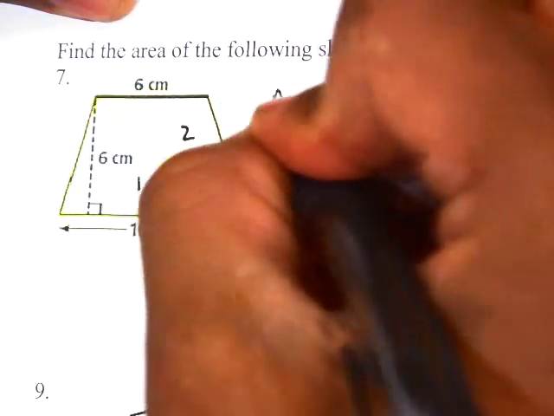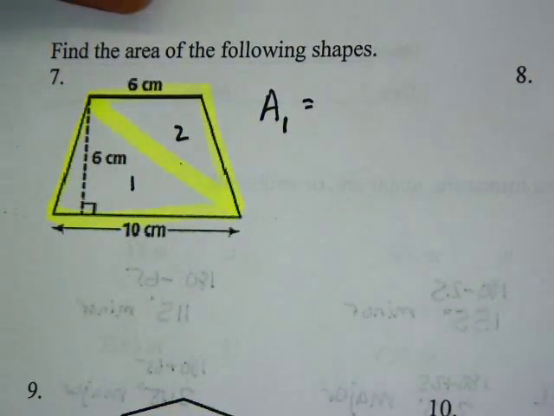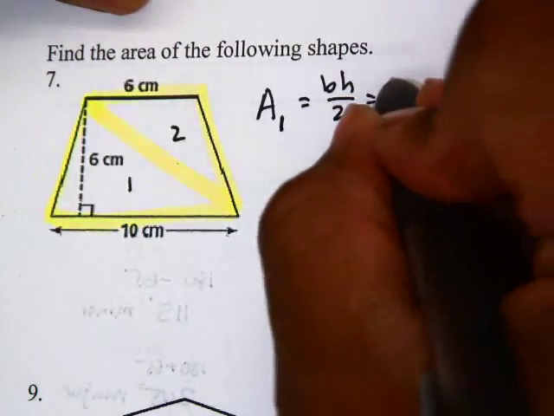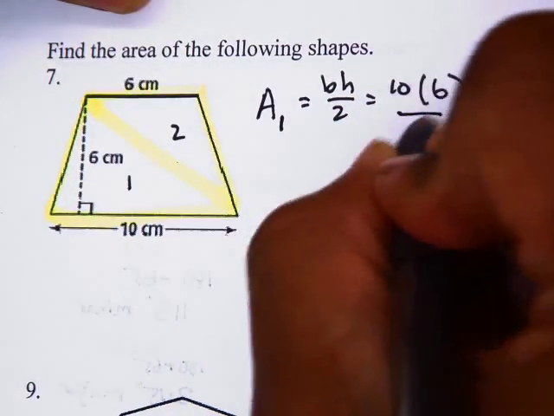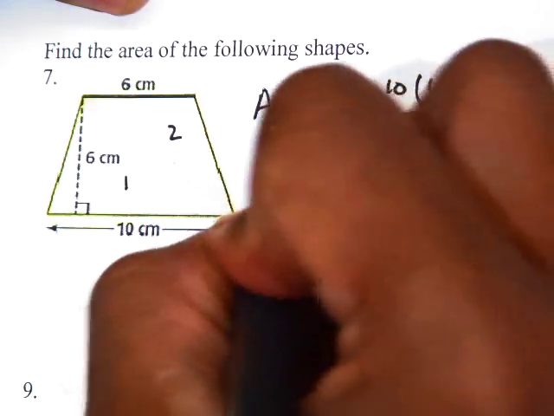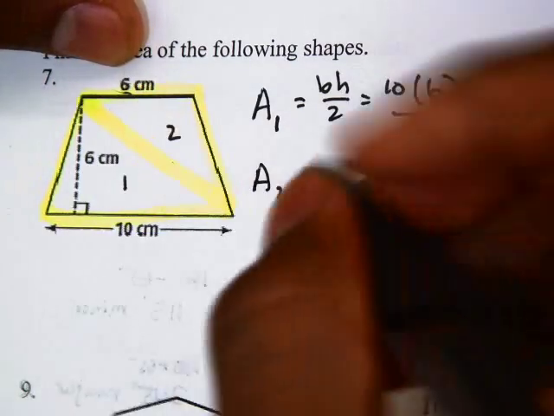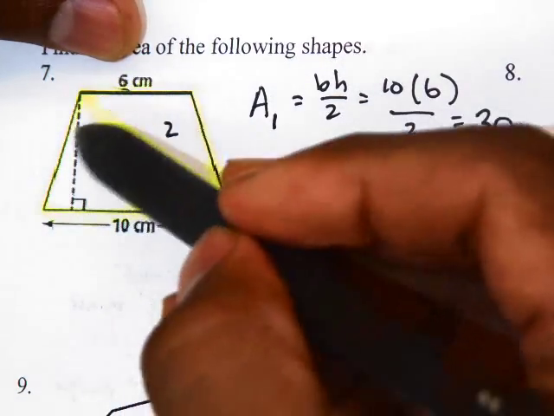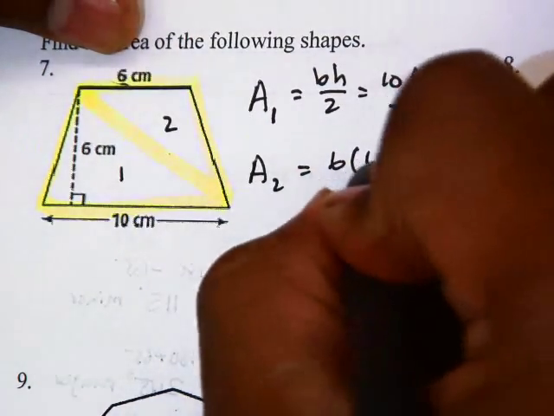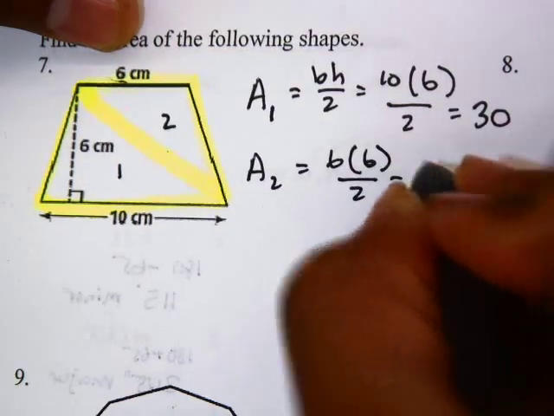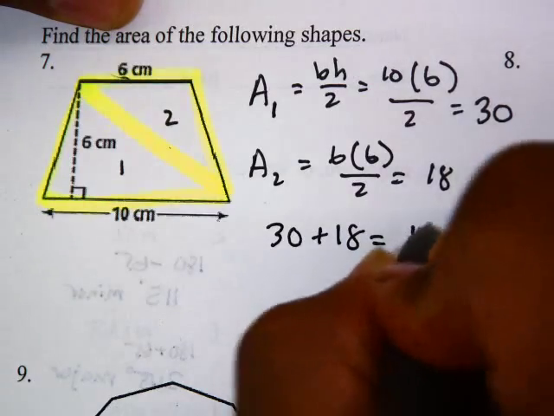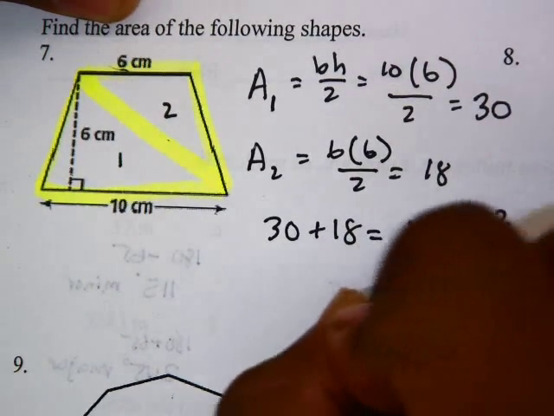So to find the area of triangle 1, well, it's just base times height divided by 2. And the base of that triangle is 10. The height of that triangle is 6. Divided by 2 gives me 30. If I look at the area of triangle 2, the base is 6. The height on that triangle is still also 6. It's straight up and down 6. And divide by 2, and that's 18. Afterwards, I can just add the two results, and I get the area of the whole trapezoid.